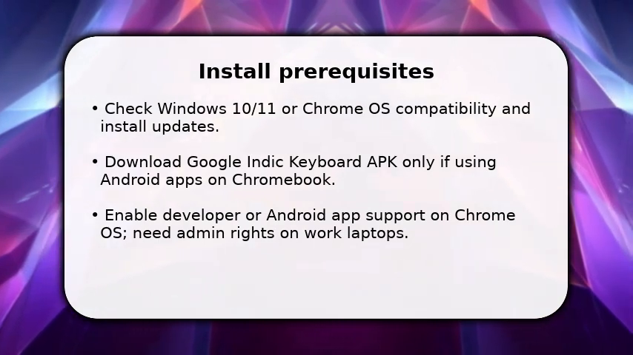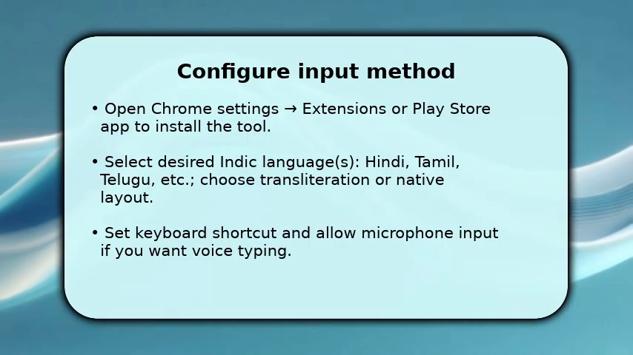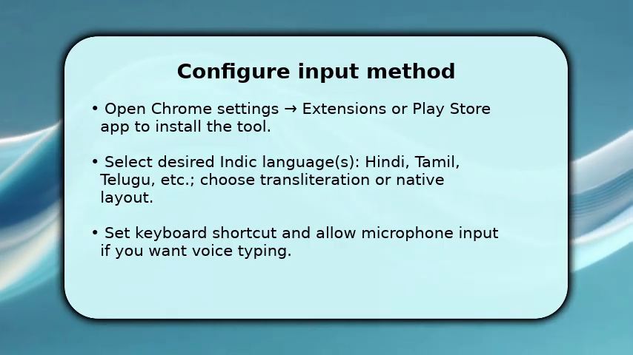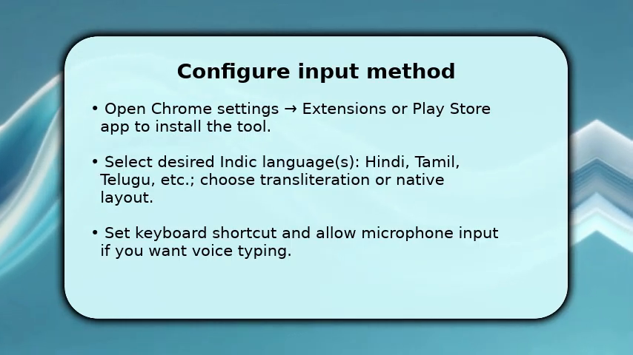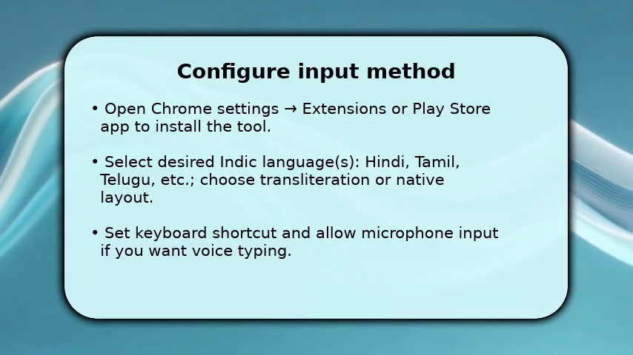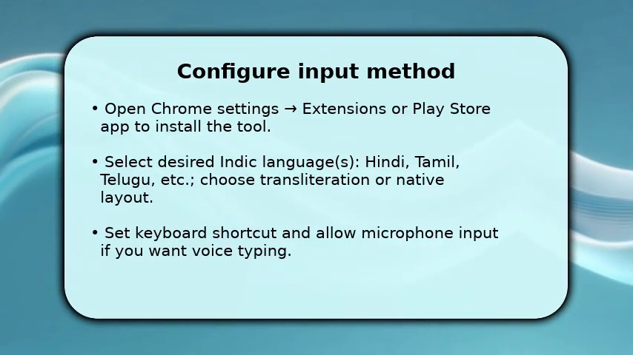Now you configure the actual input method. Install Google Indic Input extension or the Android app, then add the Indic language you need. Once added, choose between transliteration, type phonetically in Latin letters, or the native script layout. Transliteration is faster for beginners.